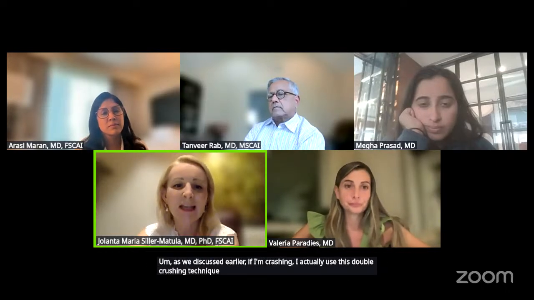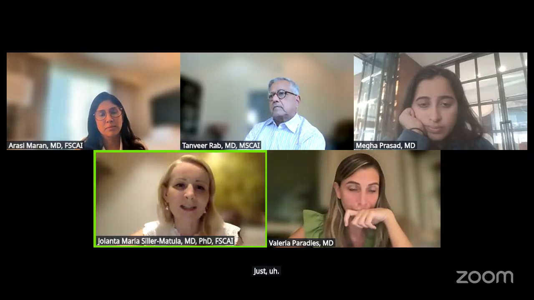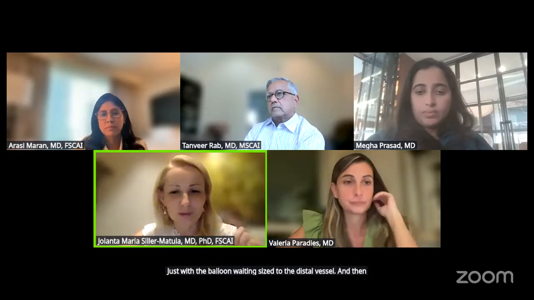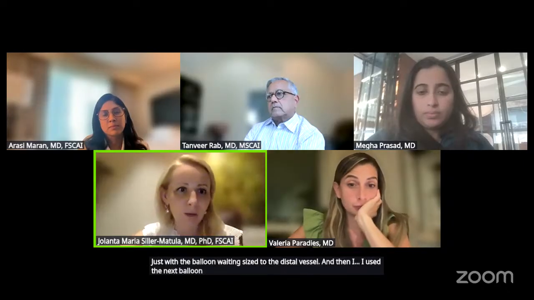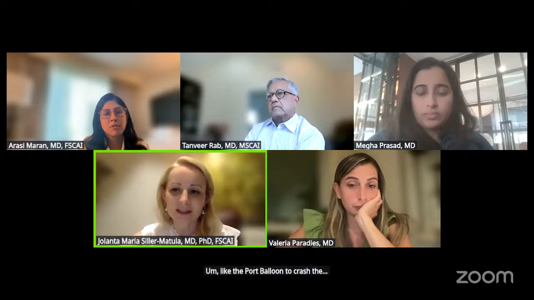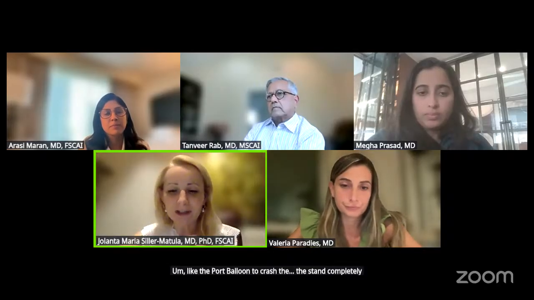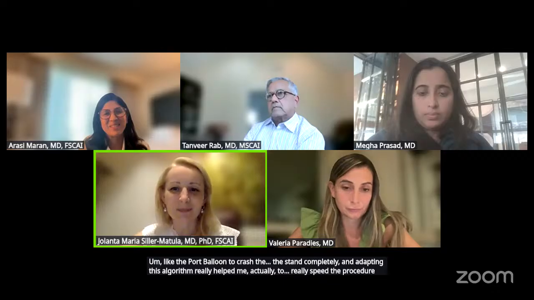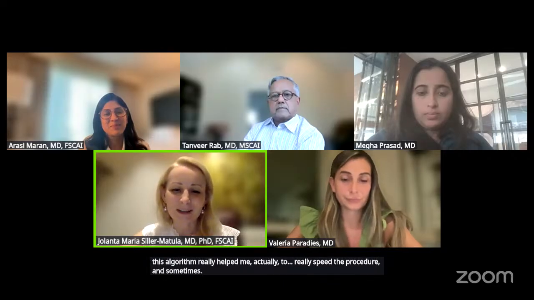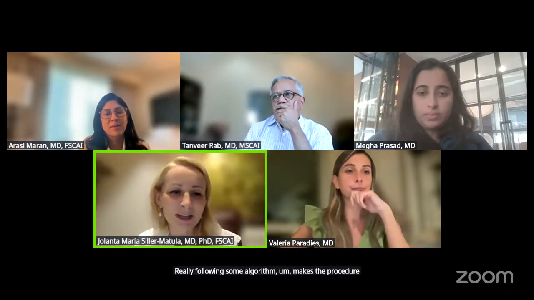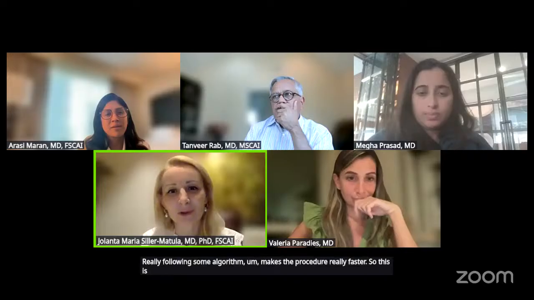And as we discussed earlier, if I'm crushing, I actually use this double crushing technique. Firstly, just with the balloon sized to the distal vessel, and then I use the next, bigger balloon, like the POT balloon, to crush the stent completely. And adopting this algorithm really helped me to speed up the procedure, and sometimes really following some algorithm makes the procedure much faster. So this is my experience.